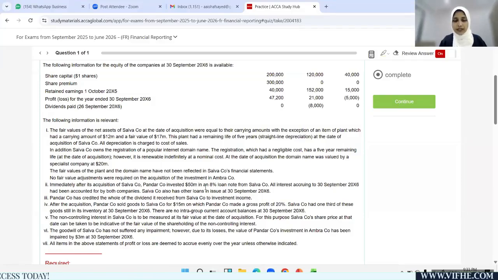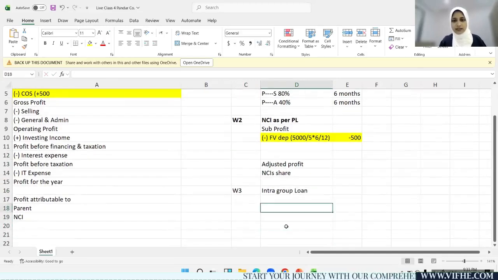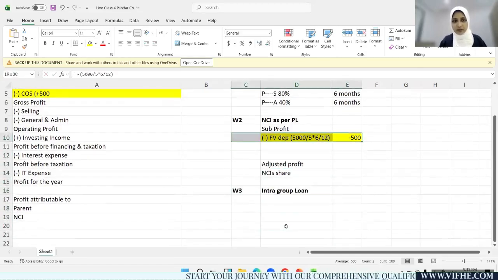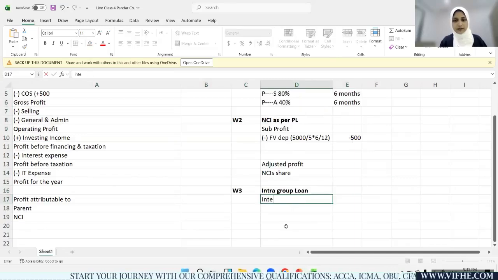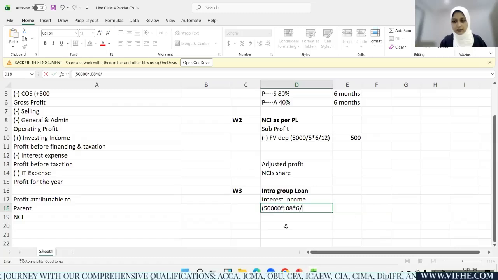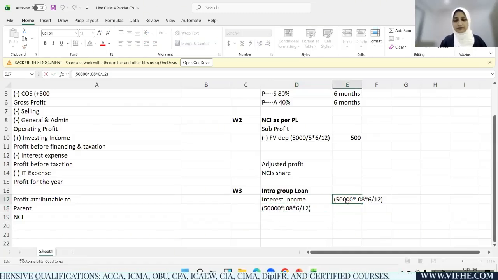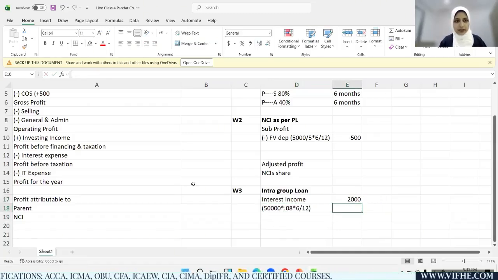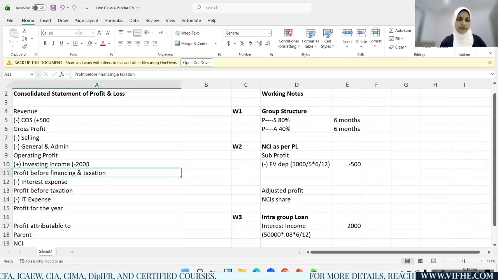Okay. So, on a 50 million, 8% loan note for 6 months. Okay, so let's find it out. Working three, intergroup loan. The reason I picked this question is mainly because of this adjustment, because this is a little tricky side. Okay. This particular adjustment, intergroup loan. So interest income is going to be 50 million into 8% into 6 by 12. It's 2 million. So I go and from my investing income, deduct this 2 million. This is fine.